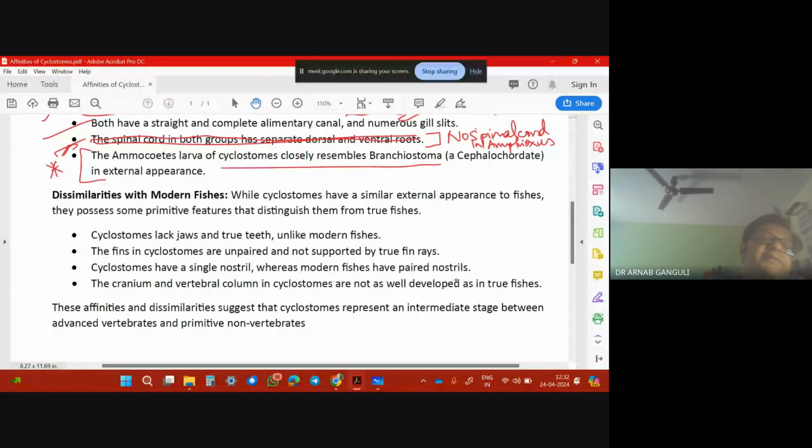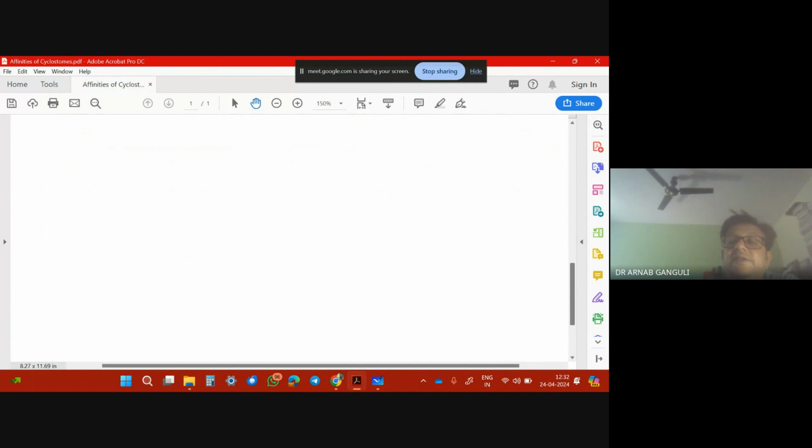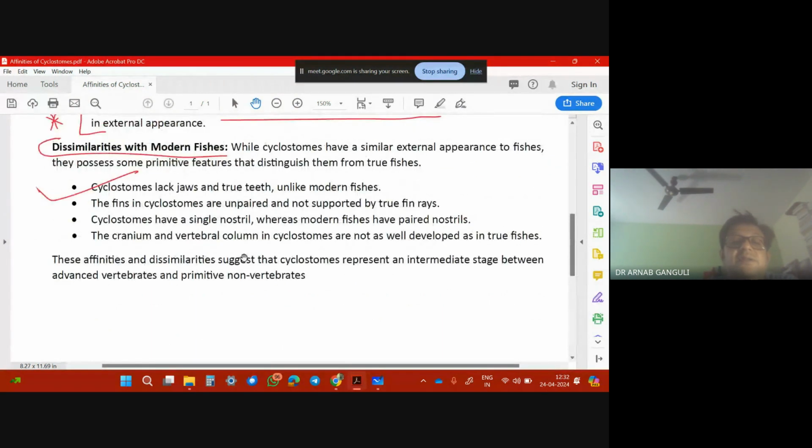And now how is it different from modern fishes? They lack jaws and true teeth. The fins of cyclostomes are unpaired and are not supported by true fin rays. If you have taken fish, you will know that if you take a larger piece, the fins will have a bone going inside through it. These lines are fin rays. They do not have fin rays.